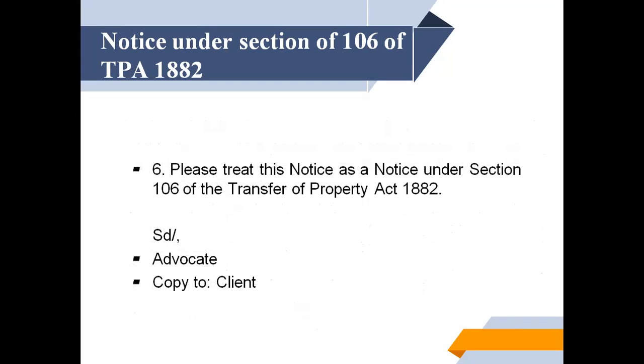Further, you may write: please treat this notice as a notice under section 106 of the TPA. Thereafter, that notice needs to be signed by an advocate or by the party as contemplated under section 106 clause 4 of the TPA. And thereafter, you will have to retain a copy of the notice with you at your office. So you may write it like, a copy of the notice has been retained in my office for future records.